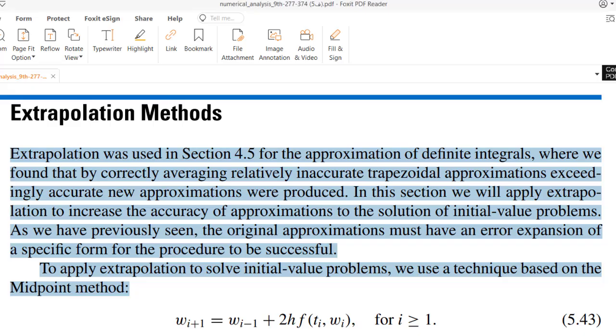As we have previously seen, the original approximations must have an error expansion of a specific form for the procedure to be successful. To apply extrapolation to solve initial value problems, we use a technique based on the midpoint method.